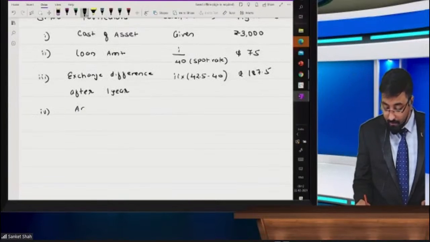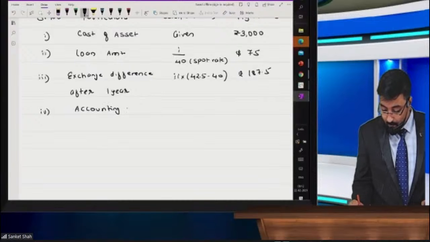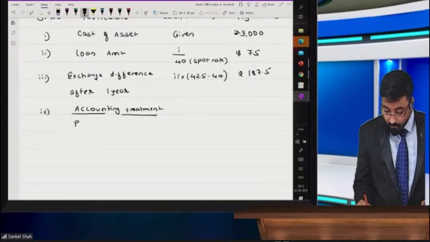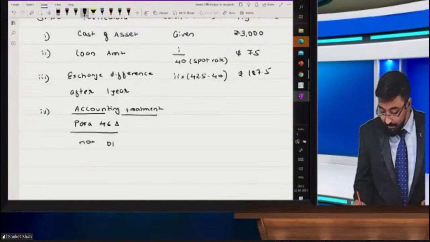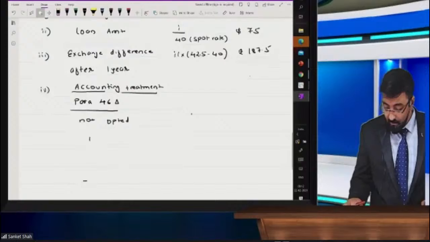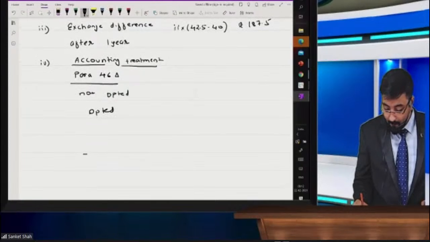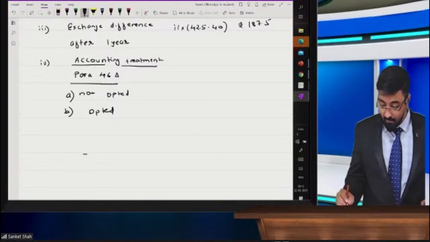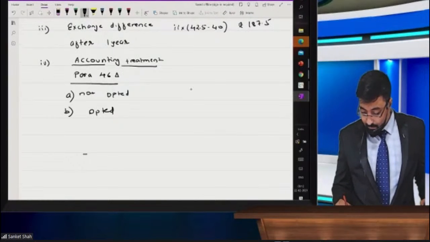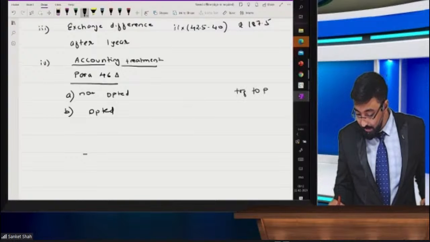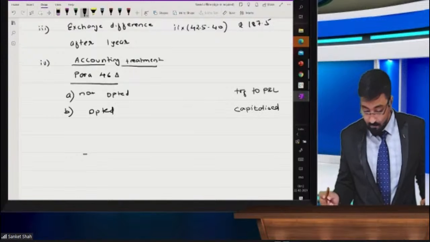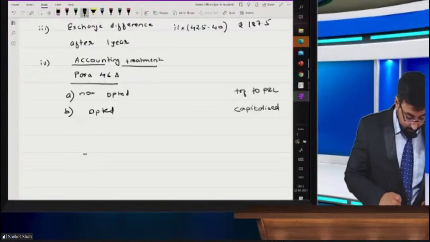Roman 4, accounting treatment. Under para 46A, one is not opted, and the second one is opted. Option A, option B: not opted, opted. Here you can write transfer to P&L, and if opted, write capitalized. So how to present the answer?